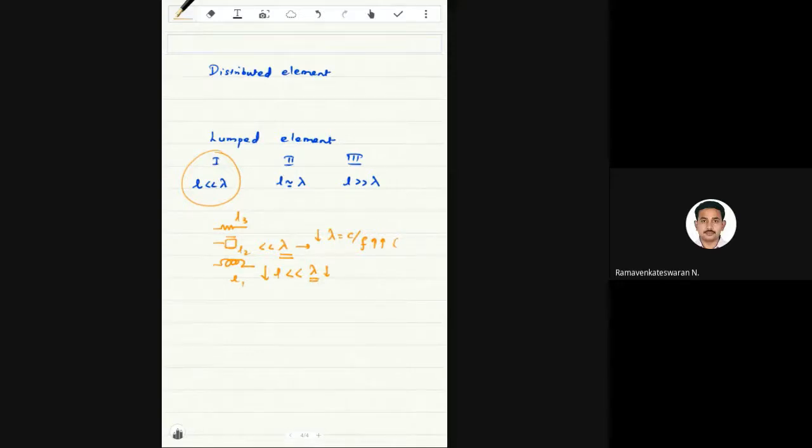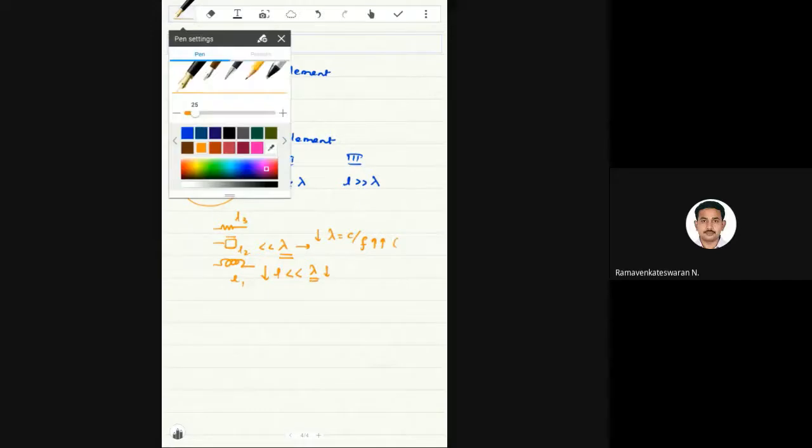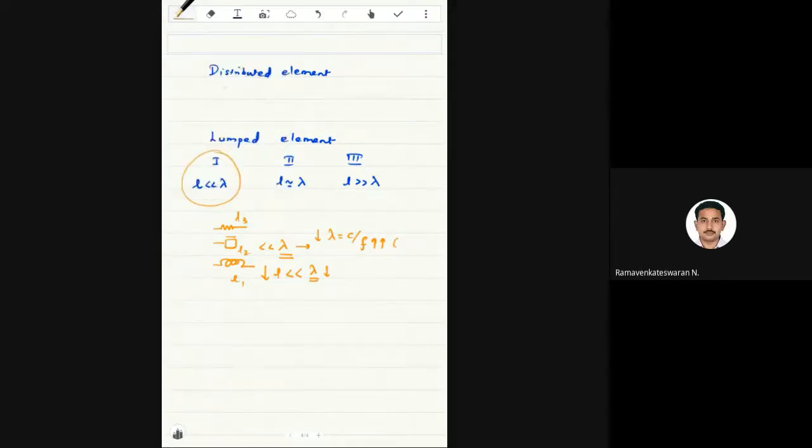So the same case for distributed elements. You can put it in the chat. For example, I'll write it here, 1, 2, 3. So for a distributed element, the physical length of the device should be high.